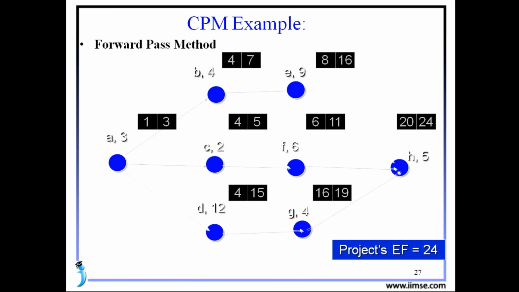Six days means from the 6th to the 11th is 6 days. The sixth date also we should count. So 6, 7, 8, 9, 10, 11, total 6 days. Second, come back to the D.